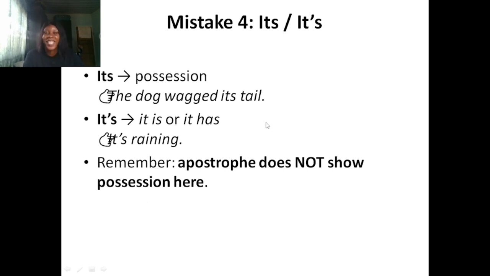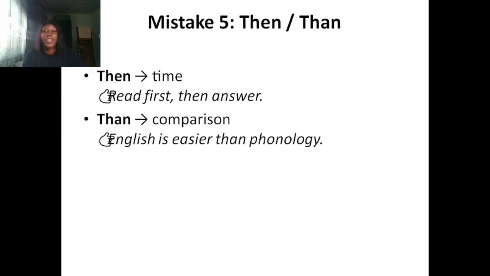So let's move on to the next mistake that can be easily made. Then and than. Then is used to show time, to show when something occurs. Read first, then answer. That means you should read first, then later you can answer. I used to own a car then, meaning in the past I owned a car. So it's used to show time.